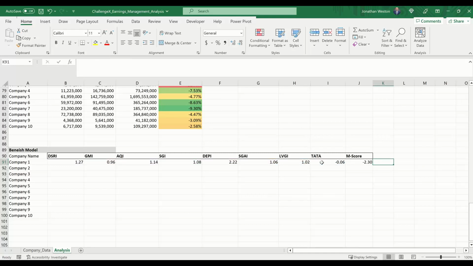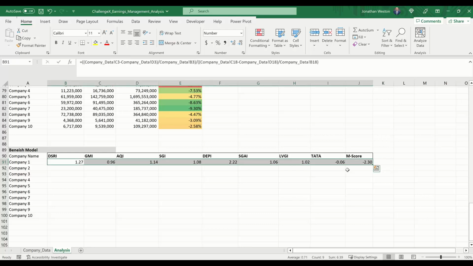And if you run that through, you get negative 2.3. And so the M-score, as long as it is under negative 1.78, we can expect a normal valuation and not too much earnings management. Anything above, we can expect that the company is likely to be a manipulator.